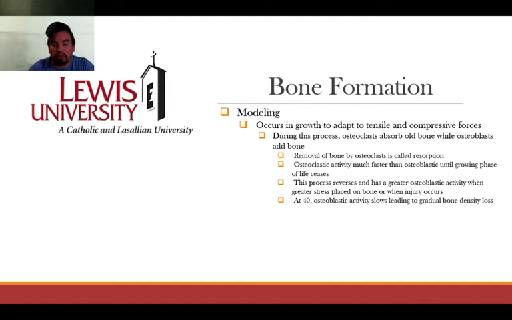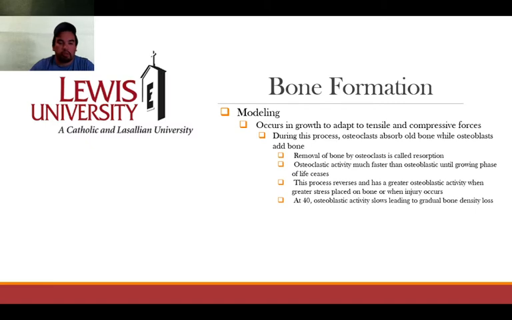This process reverses and has greater osteoblastic activity when greater stress is placed on the bone or when an injury occurs. Now we have those osteocytes that understand what's happening and help gauge where to lay those osteoblasts. At 40, osteoblastic activity slows even more, leading to a gradual loss in bone density.